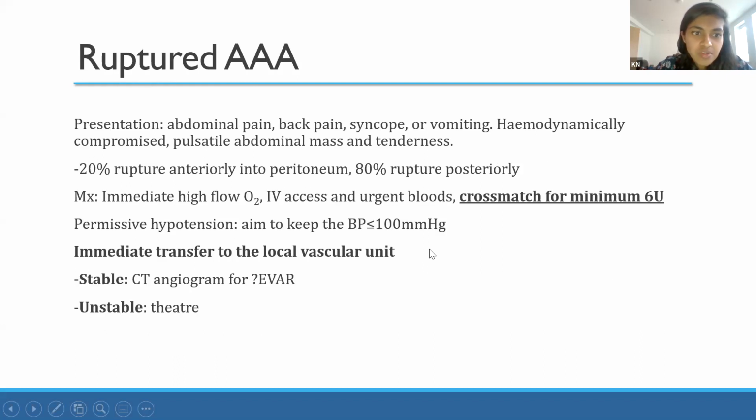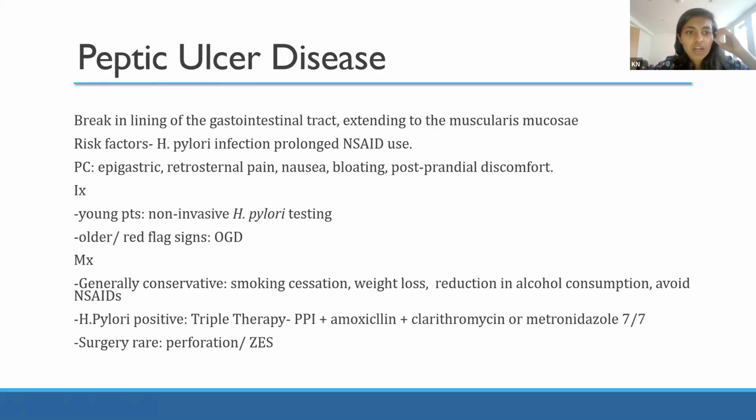So yes, that's AAAs. The next one I want to go through was peptic ulcer disease. Again, these can potentially present with bleeding, particularly if you have a peptic ulcer in the duodenum that can erode backwards into the gastroduodenal artery. These classically bleed quite significantly, and people can be quite unwell. But essentially, the big risk factors are H. pylori and NSAIDs. They can present with pain. They might have had a background of reflux or reflux-like symptoms, abdominal pain.